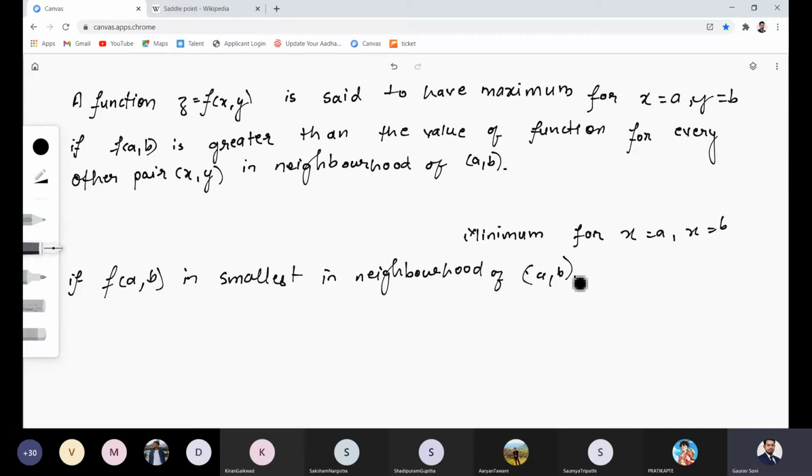We say that the function has a maximum and the function has a minimum. But what we actually use is another definition, which is of the stationary point.